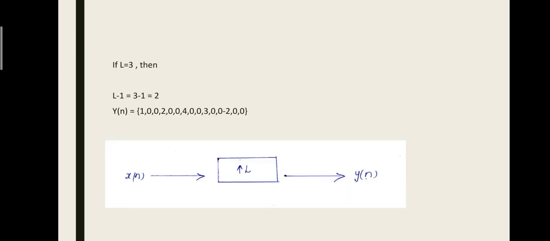And if L is equal to 3, then L minus 1 will be 2. Therefore, y of n is equal to 1, 0, 0, 2, 0, 0, 4, 0, 0, 3, 0, 0, minus 2, 0, 0. And this is the block diagram of upsampling.